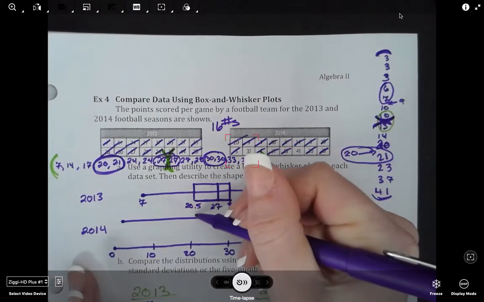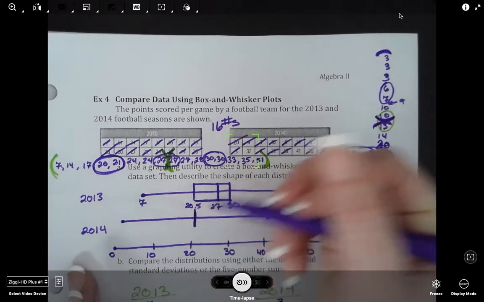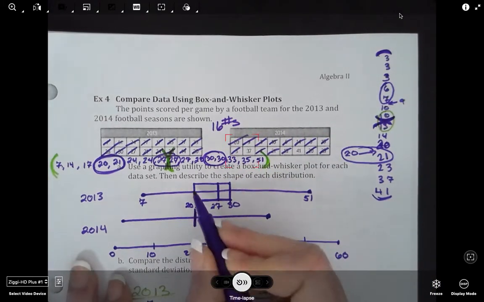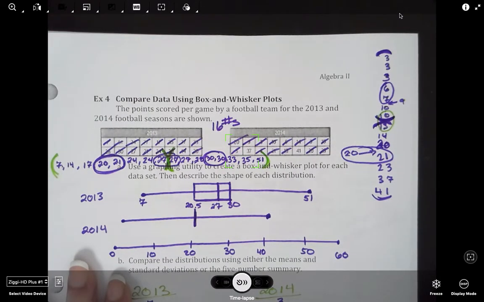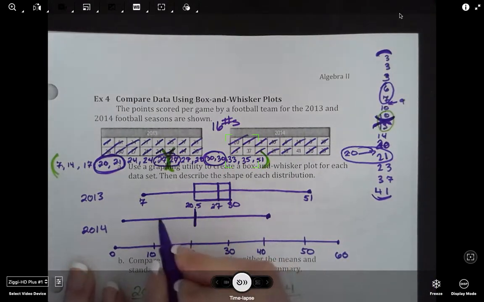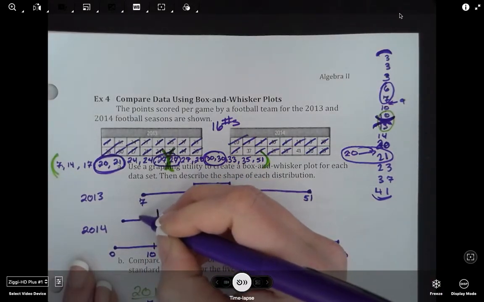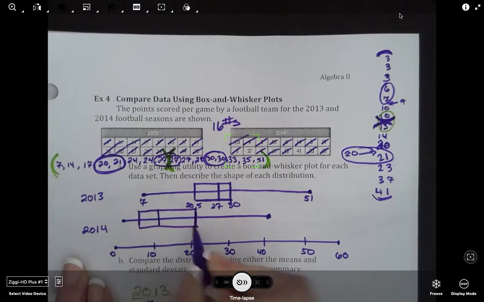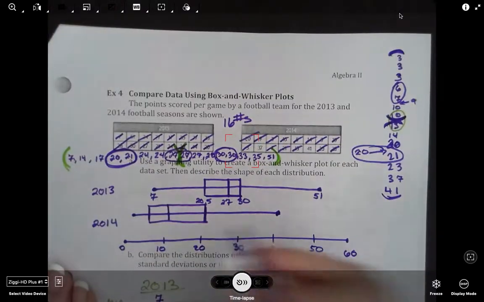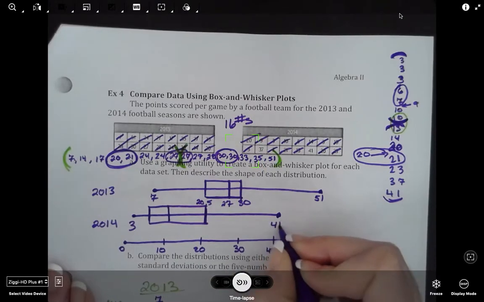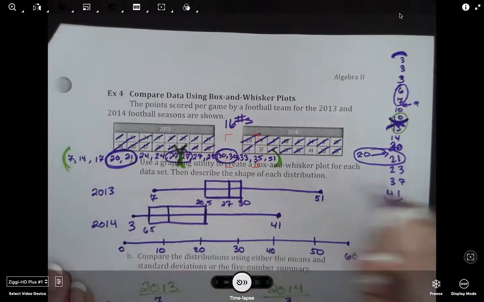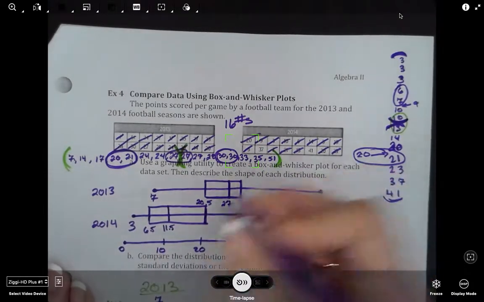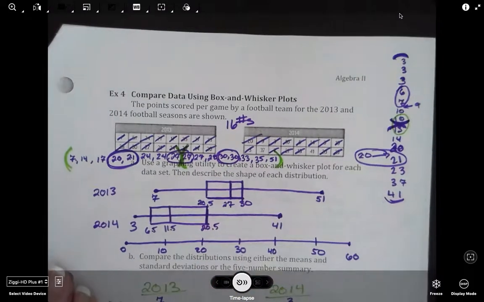Okay, so my edge of my bar here is at 20.5, which is the edge of that bar there. 11.5 is here about, and 6.5 is about there. Okay, so let me label these: 3, 41, 6.5, 11.5, 20.5. There's my 5-number summary.